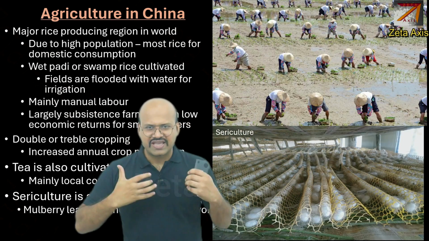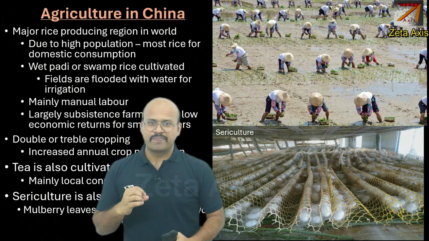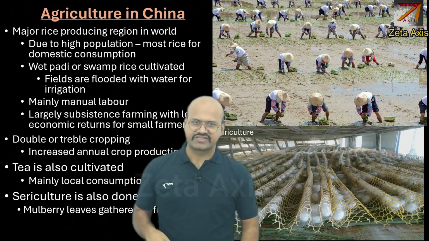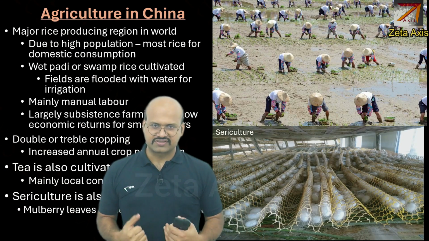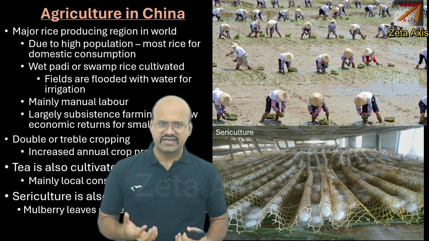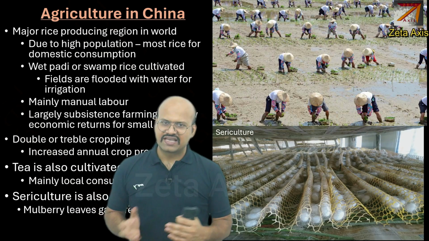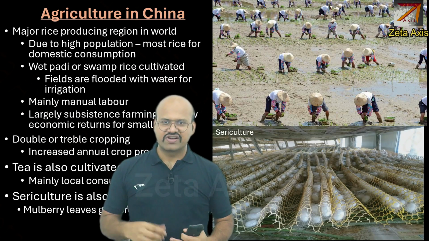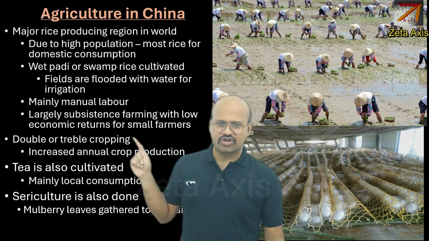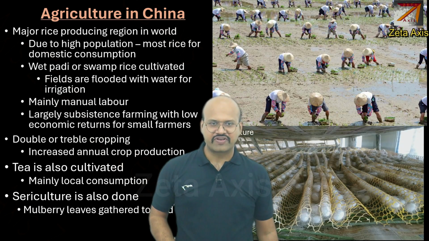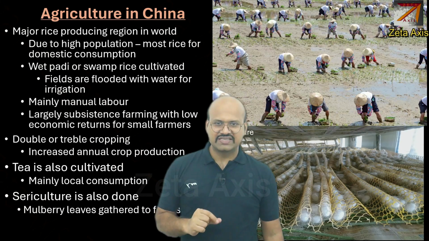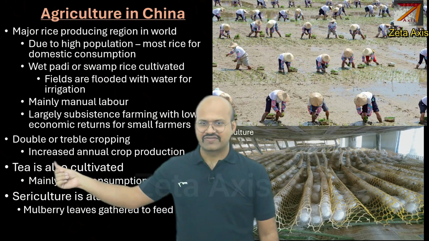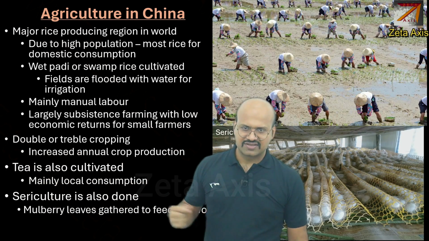Because of very high population density, the per capita land is smaller and that is why subsistence farming occurs. That is, people farm for their own needs. The return is not used for selling or economic gains but for one's own annual consumption. Double or triple cropping is now done because of advancement of technology and new breeds of seeds. We have seen that two or three crops can be grown in a year. That is why annual crop production has increased.